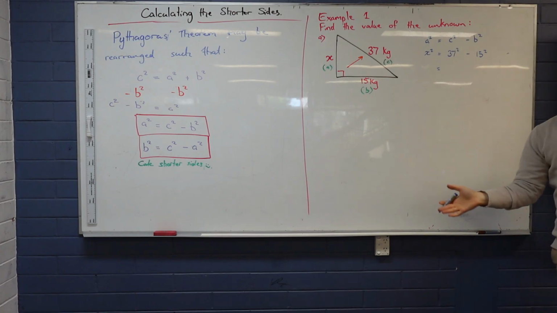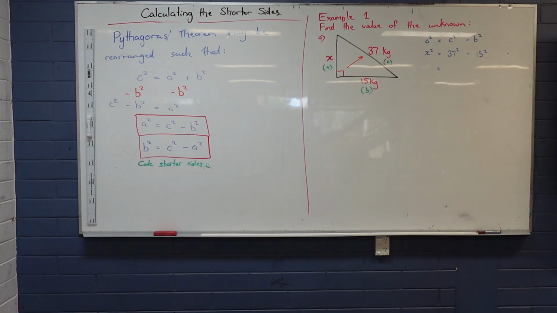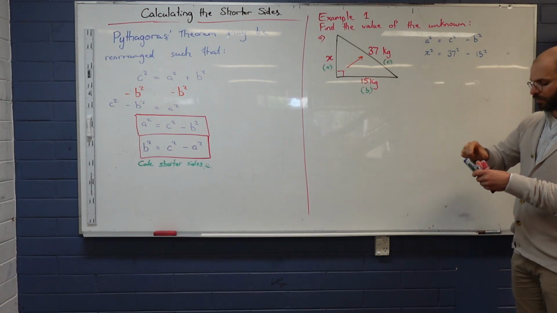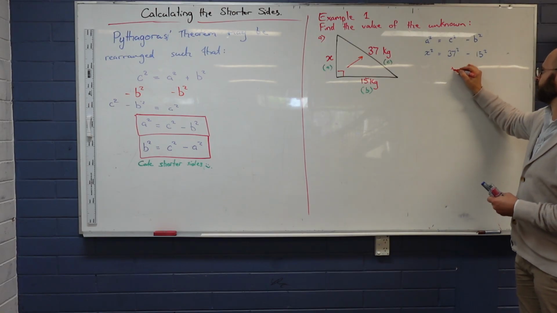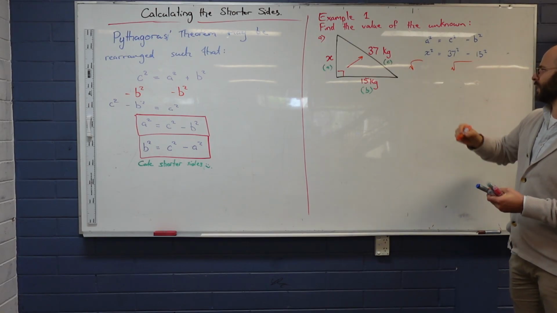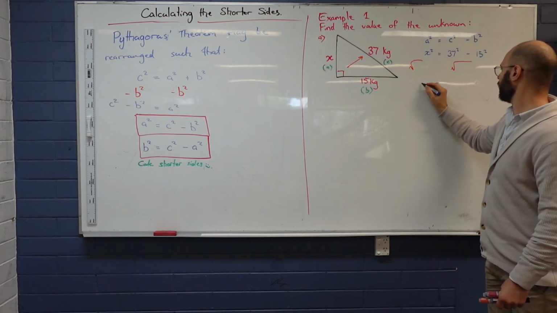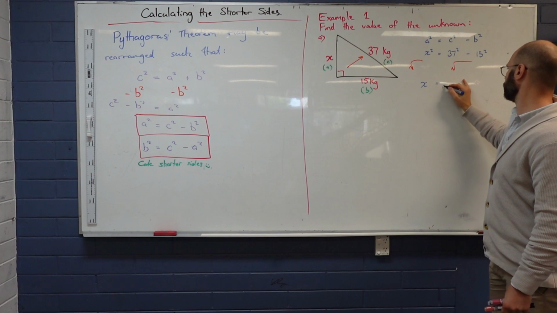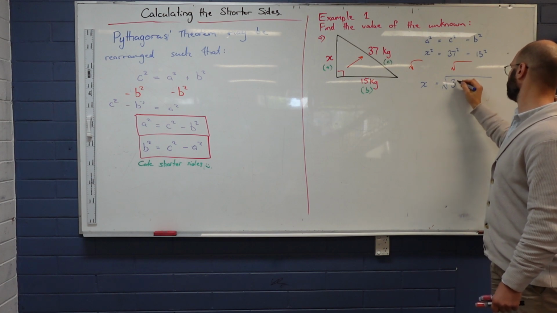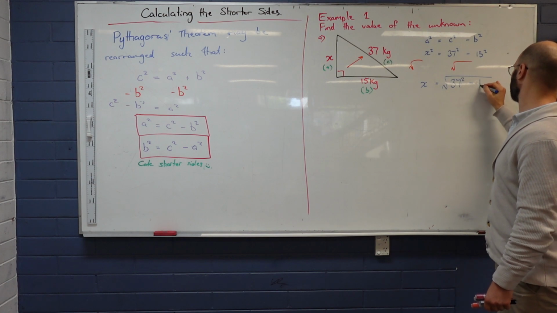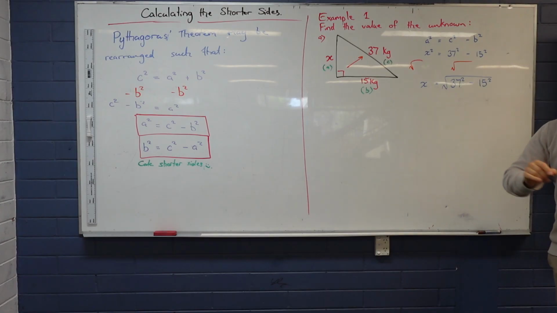In the past I've told you to calculate it piece by piece: do 37 squared, write it down, do 15 squared, write it down, go to the next line. There is a shorter way to do this. If this is appropriate for you, you can take the square root of both sides from the get-go, and you can go x equals the square root of 37 squared minus 15 squared.